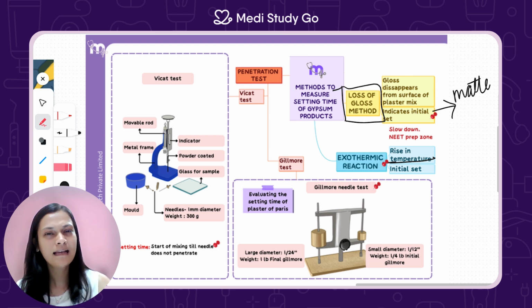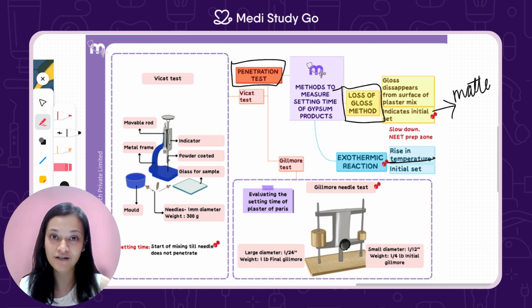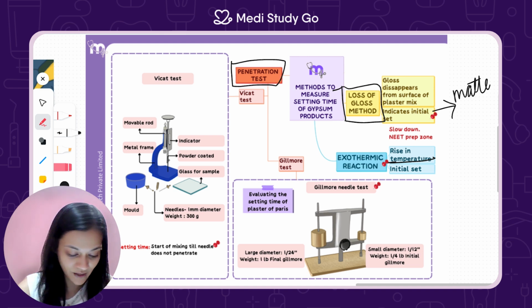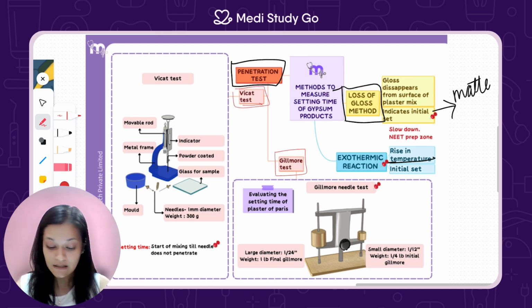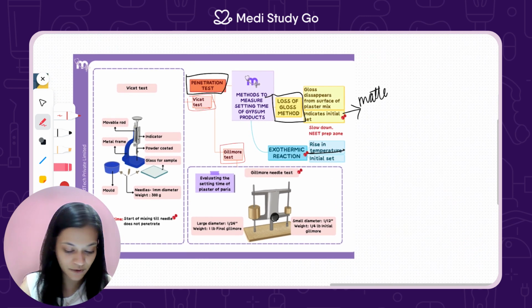But now, can there be a way that we can differentiate between the initial and final set? Not by these two methods, but the third test, which is the penetration test. Now, there are two things that we need to consider. There is Wicket test and there is Gilmore test that comes in picture. So let's just quickly see what is the difference between both of them.